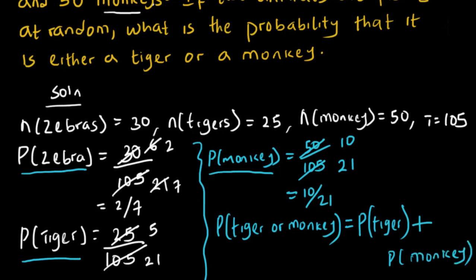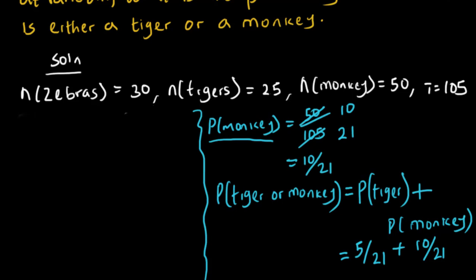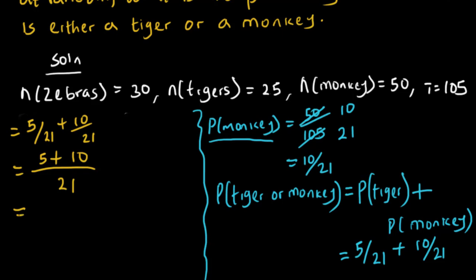Do you understand this? So we have equals to probability of tiger, we got it as 5 over 21, plus probability of monkey, we got it as 10 over 21. Does this make sense? So find the LCM. Can we do it by the side here? So we have 5 over 21 plus 10 over 21. We find the LCM, 21. 21 divided by 21 is 1. 1 times 5 is 5. Plus 21 divided by 21 is 1. 1 times 10 is 10. So we have equals to 5 plus 10 is 15 all over 21.